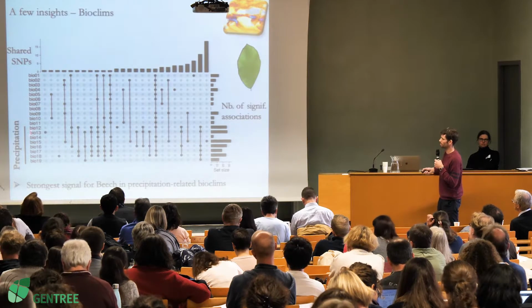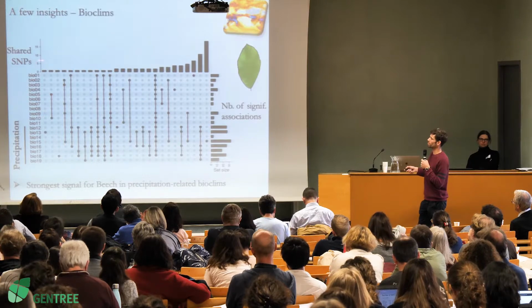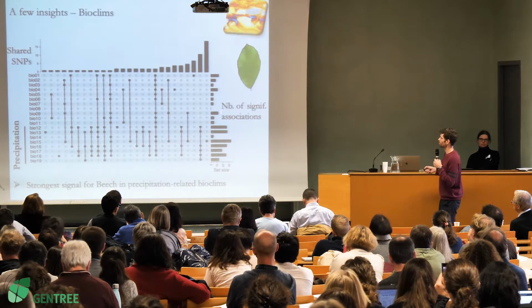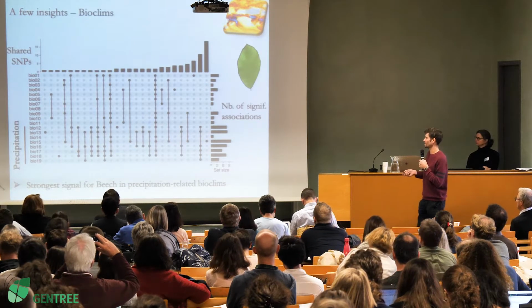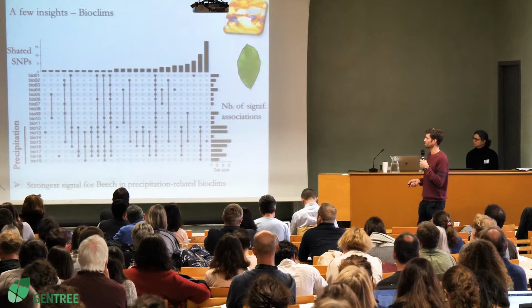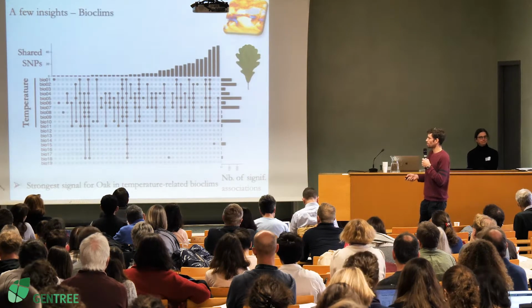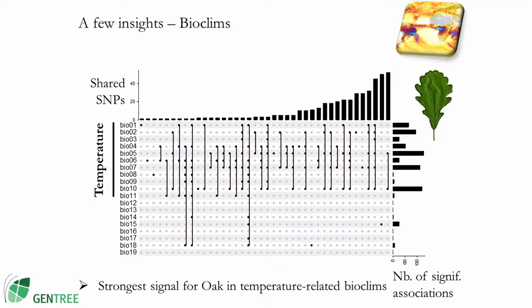You have all the variables on the left, at the top you have the number of shared SNPs across all variables, and in the right panel you have the number of significant associations. So it gives us a bit of an idea of the redundancy in terms of signal, plus the number of associations we have. And if you don't get the graph, you have a shortcut at the bottom. It says that we have a stronger signal for beech, in this case in precipitation-related bioclims. So most of the significant associations are precipitation-related bioclims. For oak, the strongest signal is in temperature-related variables, so the reverse pattern, and it's quite striking actually. We have no signal for precipitation-based data.